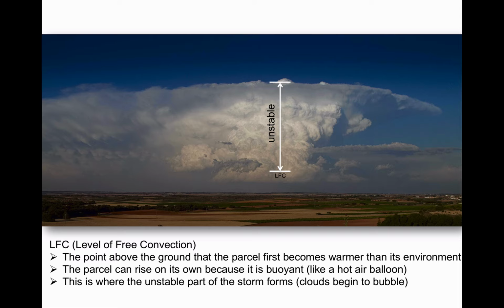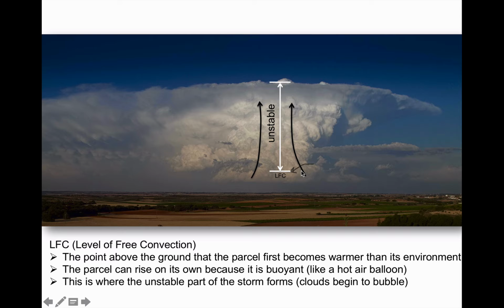So the unstable part of the atmosphere, where the clouds bubble like this, is where we have rising air due to buoyancy, where the parcel is warmer than its environment. So we have to mark that point. Where does this happen on the sounding? We've got to find that bottom point. And we're going to find that in a few minutes.